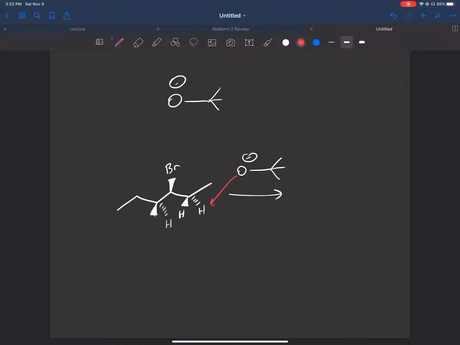So it's going to grab that hydrogen, and we get this. So we're going to now have this product. All right, same thing. Now, what if I decided to change the stereochemistry a little bit?